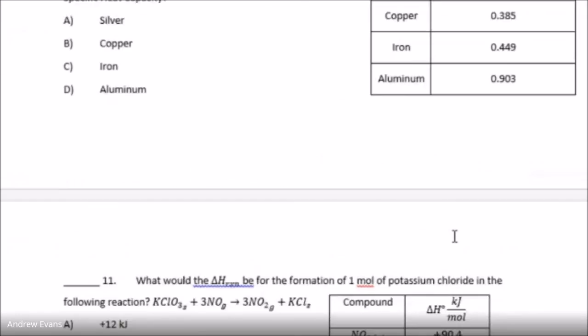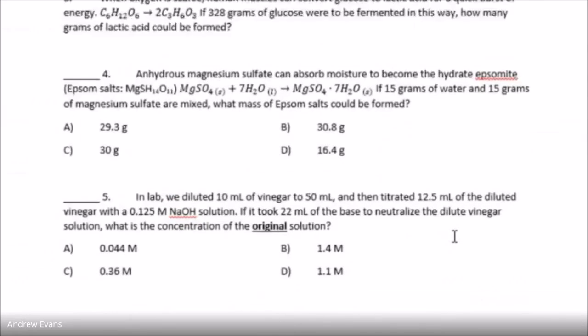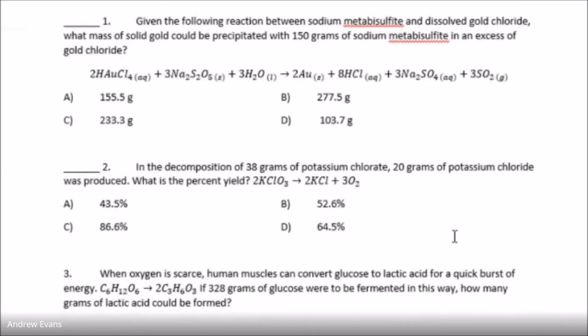I'll go through at least the first one or two right now. Okay. Reading the first problem. The following reaction between sodium metabisulfate, big word, doesn't mean it's hard, and dissolved gold chloride. What mass of solid gold could be precipitated using 150 grams of sodium metabisulfite in an excess of gold chloride?